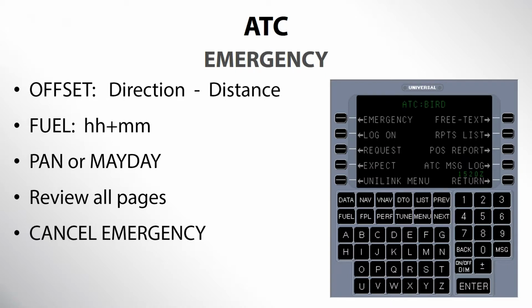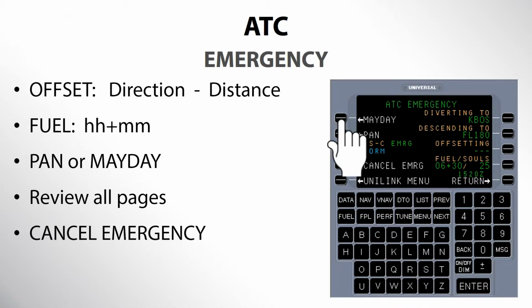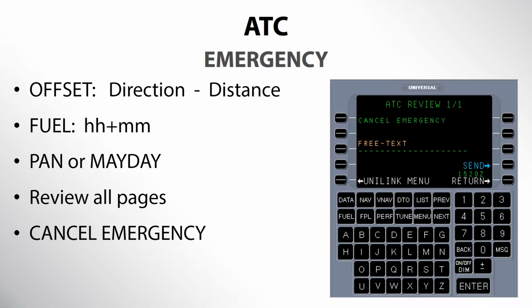To cancel an emergency, go to the ATC emergency page. A Cancel Emergency prompt will be available at line select key 4 left, but only after sending a Mayday downlink. This prompt will not be shown after sending a PAN downlink. After pressing the prompt, you will be taken to the review page. Press the free text line select key and enter information as needed. Press the Send line select key to place the message in queue for transmission.